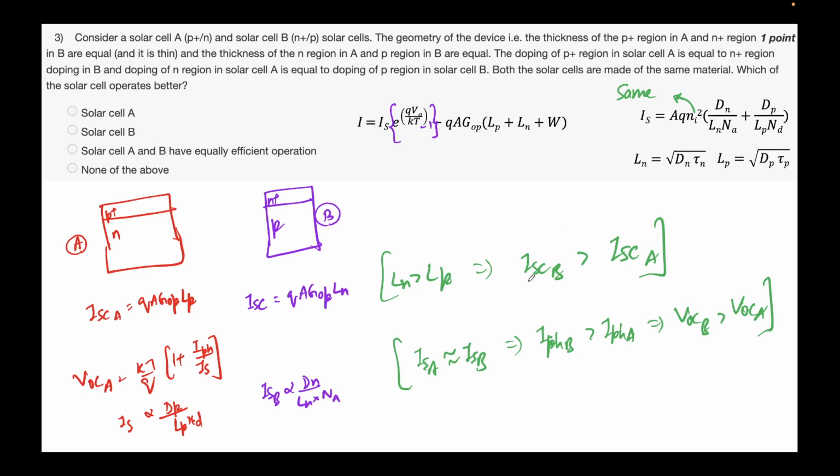Okay, so we see that solar cell B is better, as simple as that. Moral of the story: we can put in the actual numbers and find out to what extent it's different, but prima facie it looks like solar cell B will operate better than solar cell A. The other way to say it is that the N plus P device works better due to its higher diffusion lengths. Simple as that.